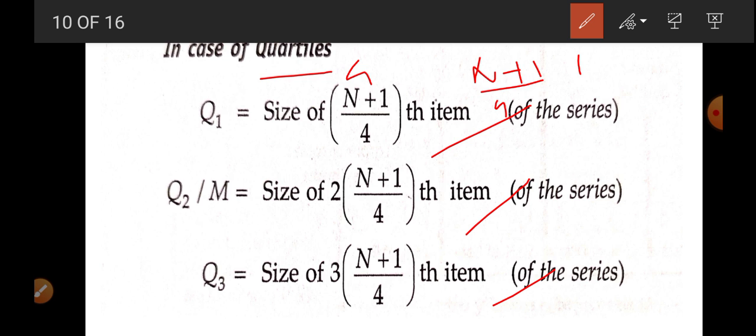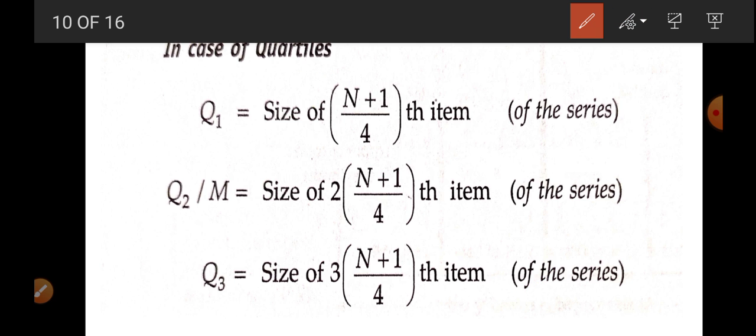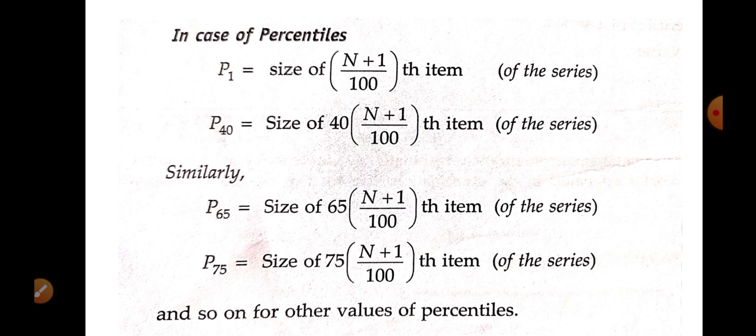Decile divides into 10 parts, that is why we will write n plus 1 upon 10, and in percentile we write n plus 1 upon 100. Okay, so these are the equations you have to keep in your mind for the percentile.